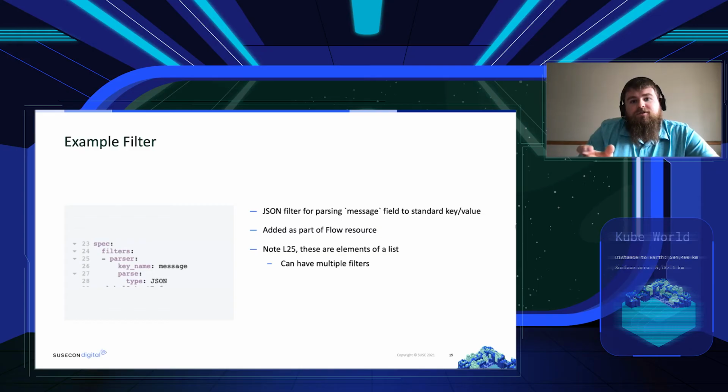What we're saying with this filter is that message field is assumed to be full of JSON content. We will parse that content and then pick out the key value entries in that JSON blob and turn those actually into log entries. So now instead of having message and JSON blob, we will have key value for the contents of that message field. Again, this is added as part of a Flow resource. And one thing I also want to bring to your attention is on line 25, note that this is an element of a list. We can, and in some cases should, have multiple filters in the same flow to ensure a proper and complete transformation of our log entries.